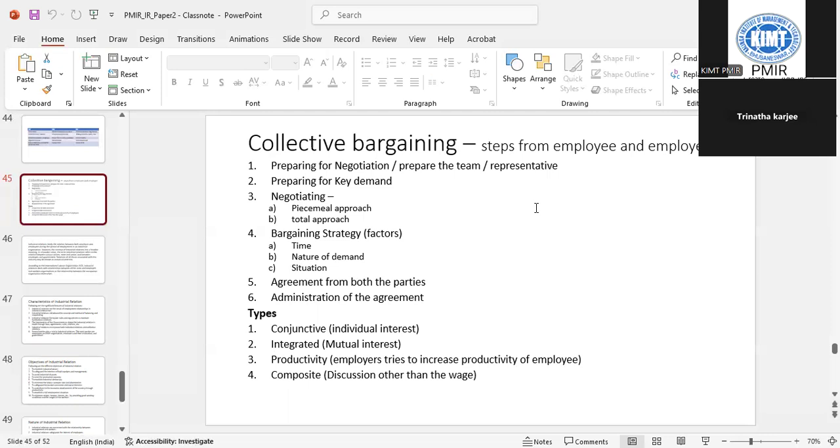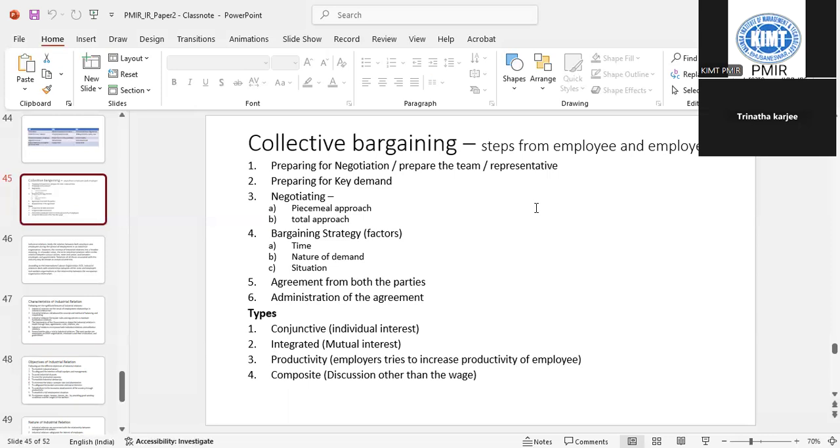This is a procedure. Then what strategy you are applying, how you are going to talk, what the discussion points are, you are making a note, you are preparing yourself. Then once the discussion and talk is over, you are preparing the agreement, the understanding between the parties, whoever are talking, like you and your management, then you are maintaining that agreement. So these are the steps of collective bargaining. This is the process of how to do it.